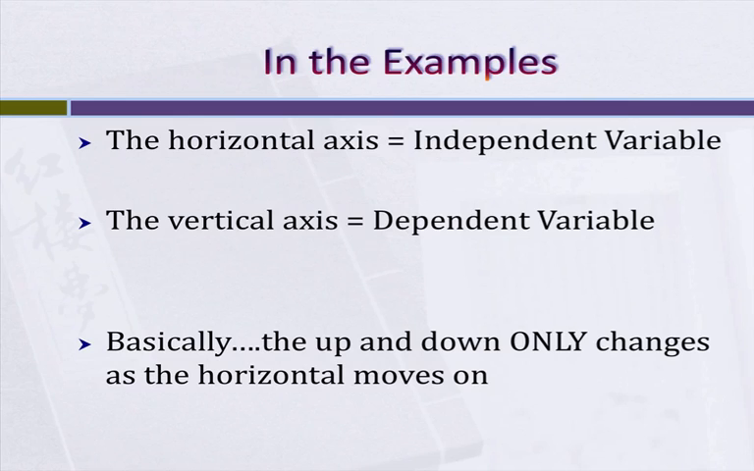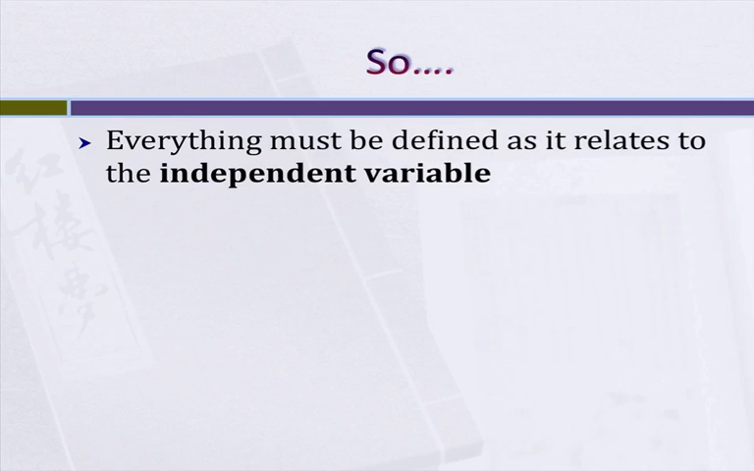And the vertical axis, the one that goes up and down, is your dependent variable, the one that's going to change based on time. So basically, the up and down, meaning the dependent variable, will only change as the horizontal moves on. So the more time something is exposed to, the more it increases, the more it decreases, the hotter it becomes, the cooler it becomes. So the independent variable just keeps on going, it doesn't matter, and then the dependent variable depends on the other one. So what does that mean for essay writing?